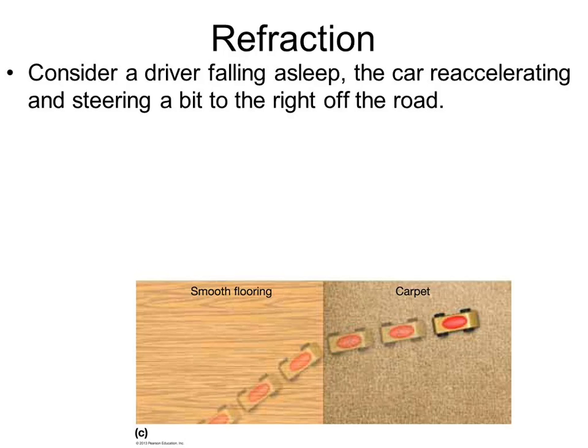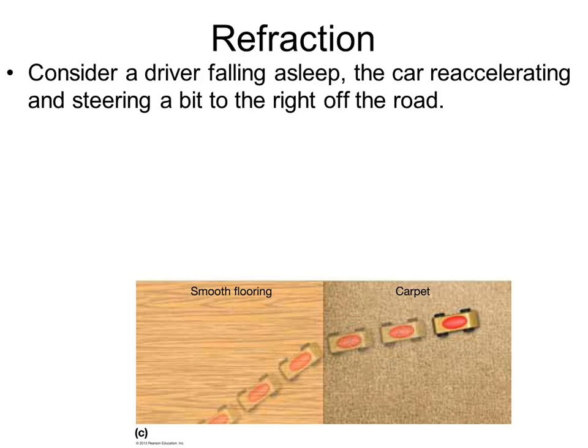So at those interfaces, when light travels from one medium into another medium, just like this is showing you a car traveling on a nice, smooth wooden floor versus that same little toy car traveling on carpet. It's going to change speed. Why? Because there's more friction with the carpet, right?